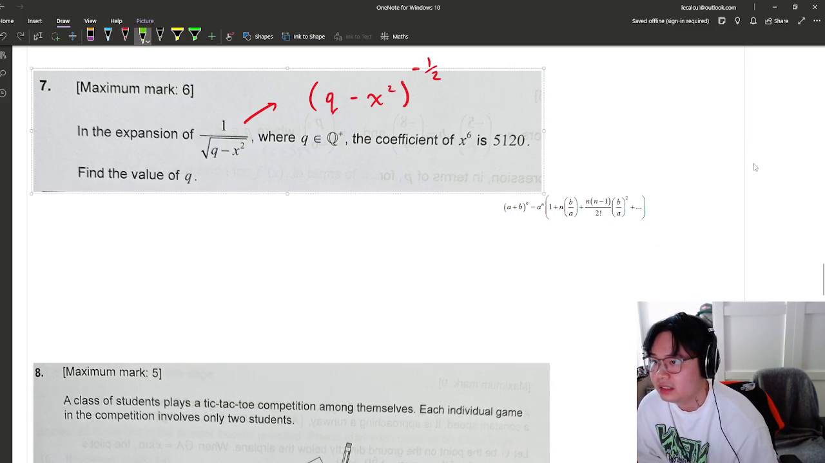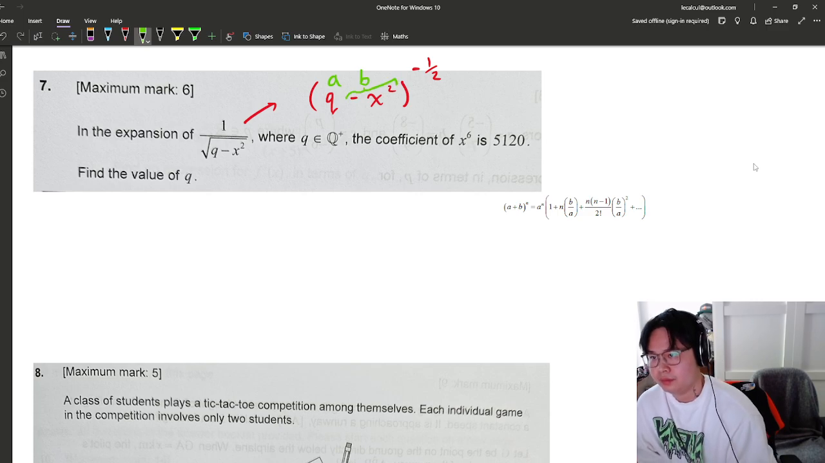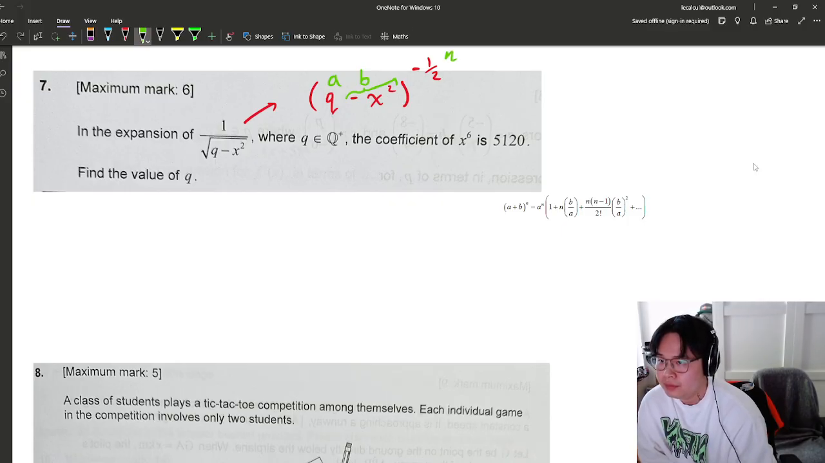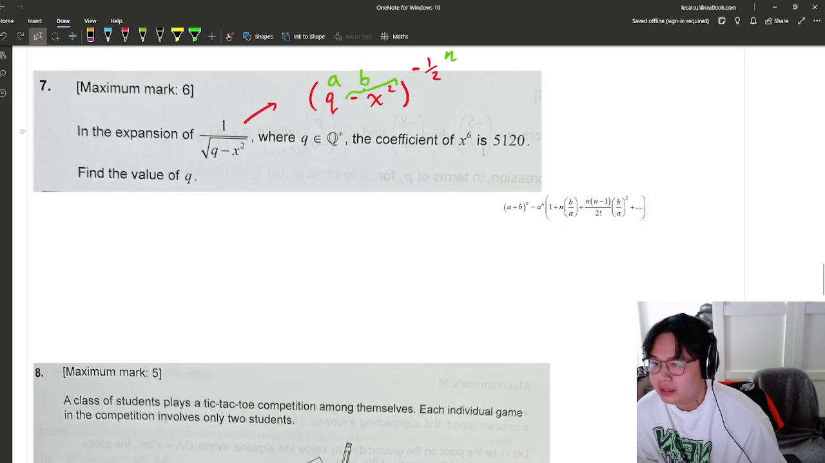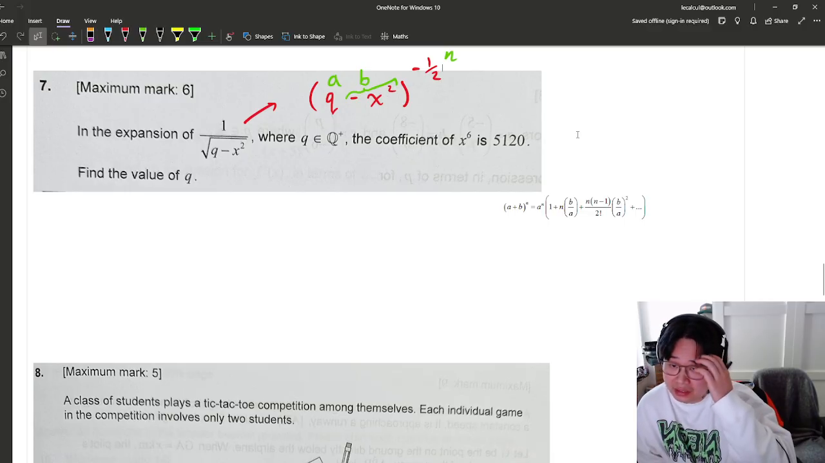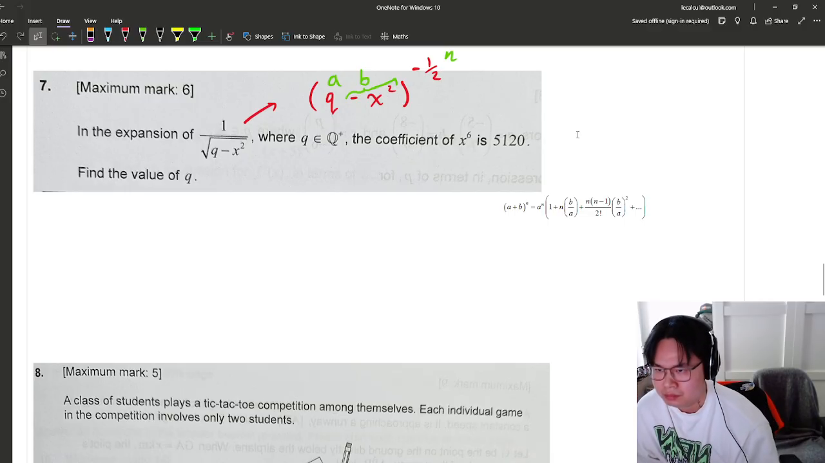So let's see. This is my A. This is my B. This is my N. Okay, the coefficient for x to the power of 6 is 5,120. We will use that to find the value of q.